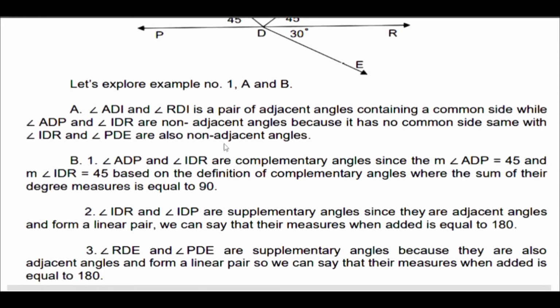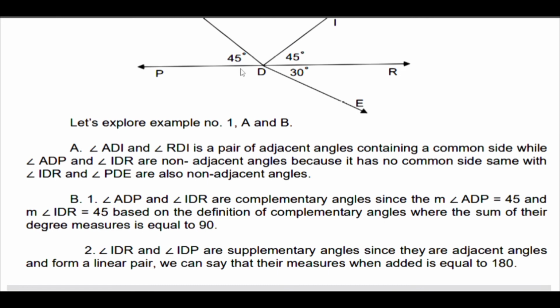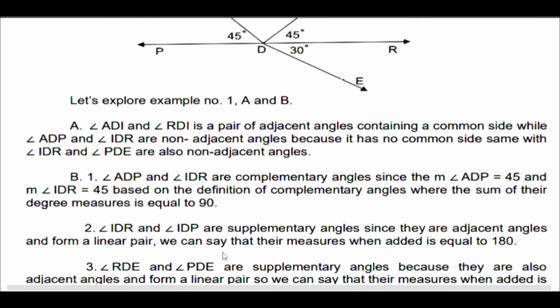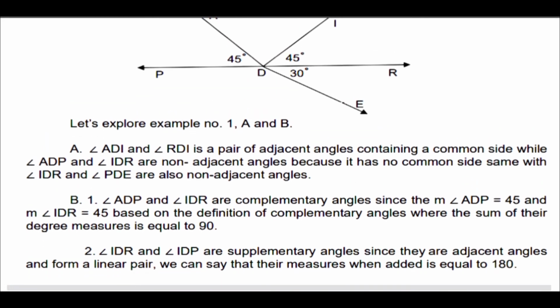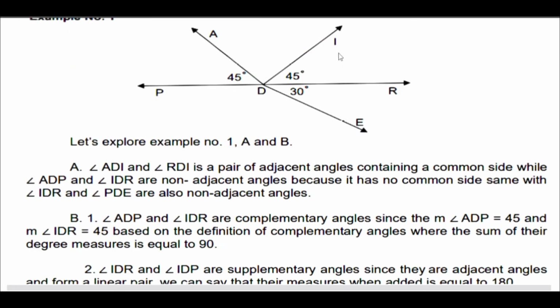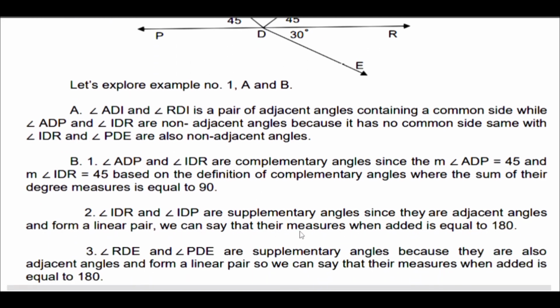For number 2, we have angle IDR and angle IDP. So these are supplementary angles since they are adjacent angles and form a linear pair. So we can say that their measures when added is equal to 180 degrees. So angle IDR and angle IDP form a straight line. That means the measure of these two angles is equal to 180 degrees.